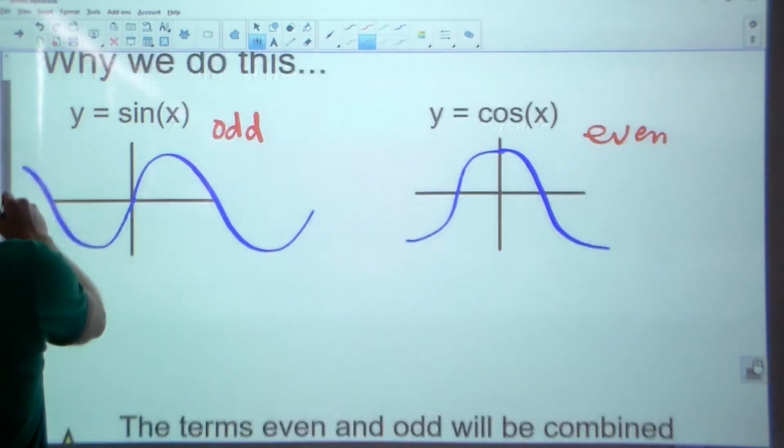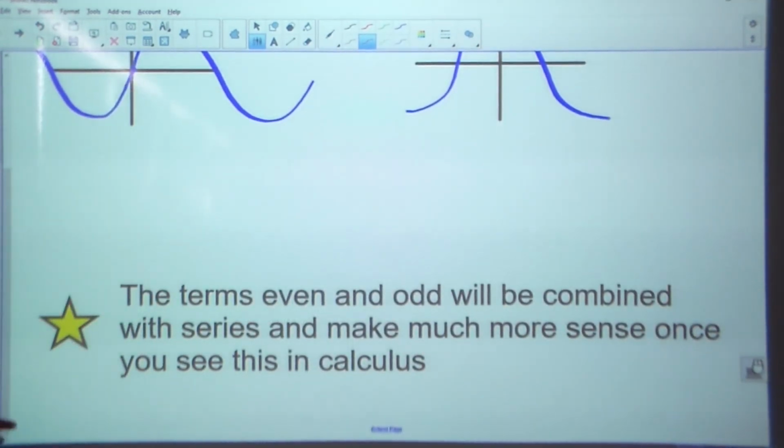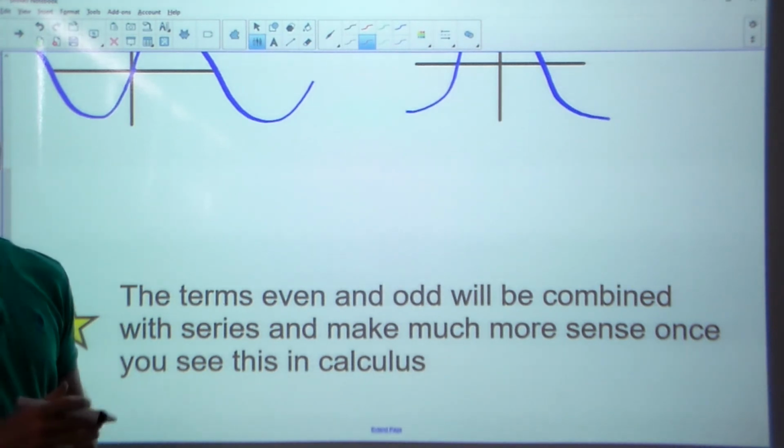And I'll scroll down to this last part, leave you with this. We're going to combine this idea of even and odd functions with series, and that's when you're going to get to some really interesting stuff in calculus.